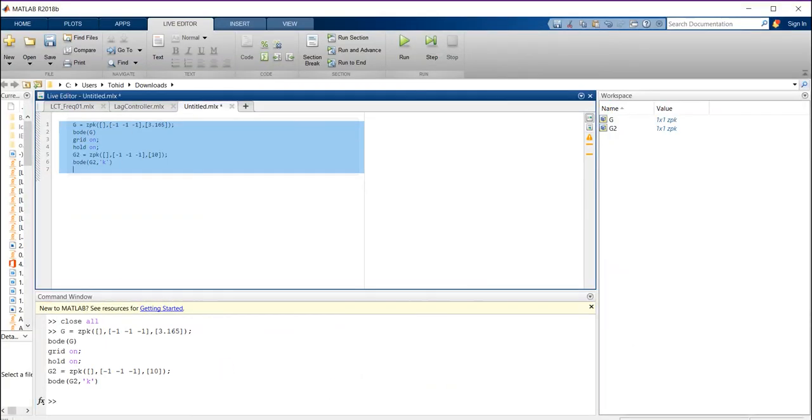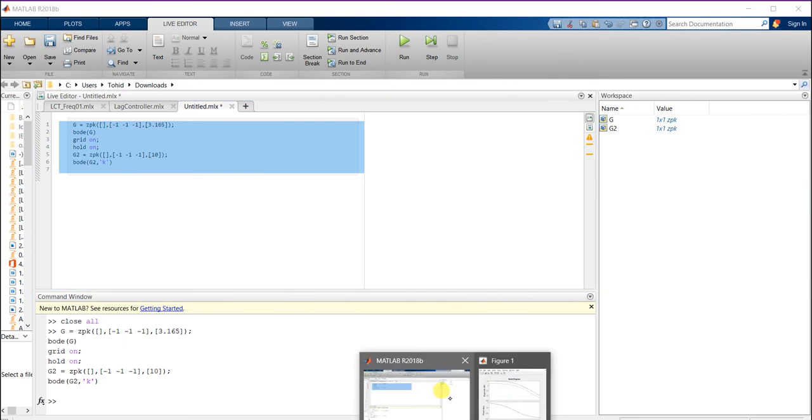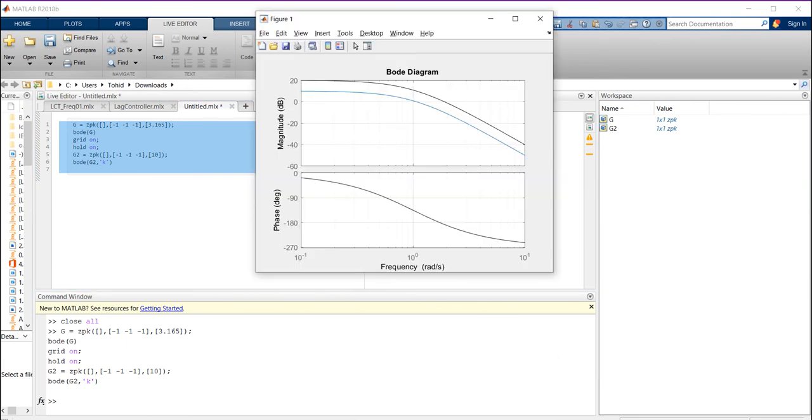In Matlab, I already have declared the transfer functions as g and g2, as you can see here, with 3.165 and 10 for the gain. And I have drawn the Bode diagrams for them. You can see here how the Bode plots would be. In terms of phase, both of them are the same. In terms of amplitude, the one in blue is for the first case where k is equal to 3.165, and the black one is when we have k equal to 10.